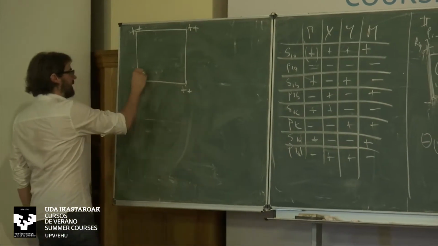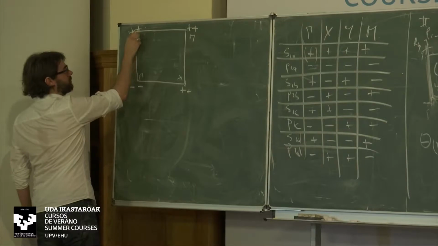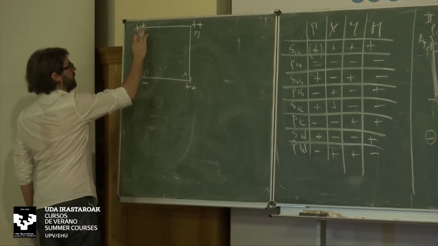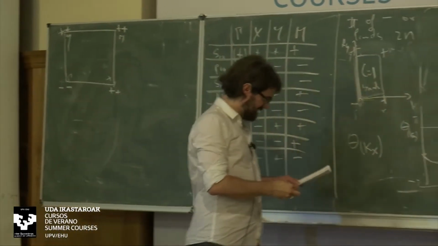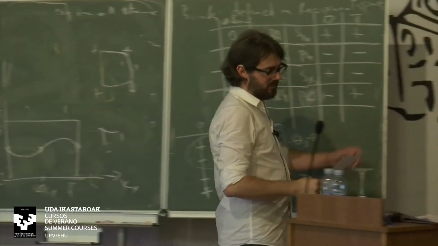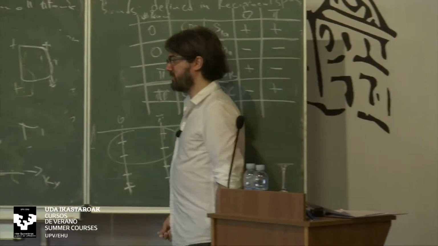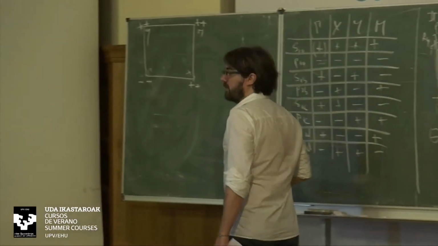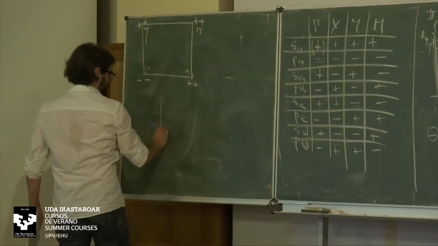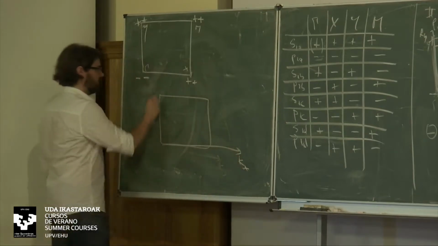So this is, again, gamma, X, M. Gamma, X, M. So I claim that this Wilson loop is also non-trivial. So let's find it. I'm going to draw the Wannier center as a function of kx.